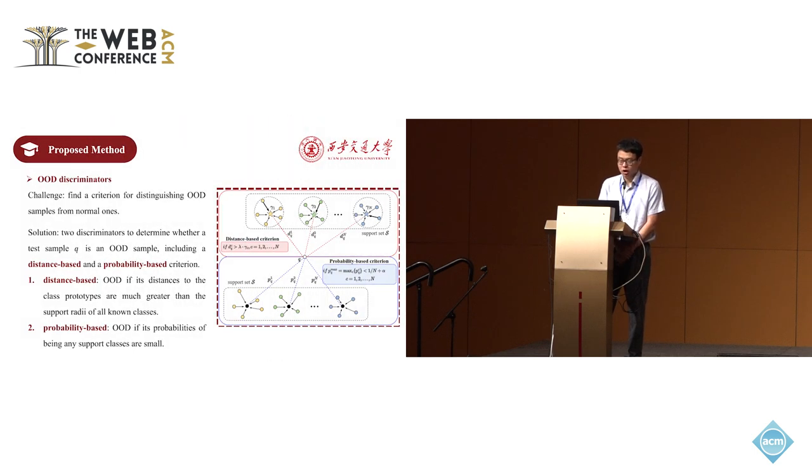We design two OOD discriminators, a distance-based approach and a probability-based approach. The distance-based approach assumes that a query sample is an OOD sample if its distance to all the class prototypes is much greater than the support radius of all known classes. The probability-based approach assumes that a query sample is an OOD sample if its probability of being any support class is small.